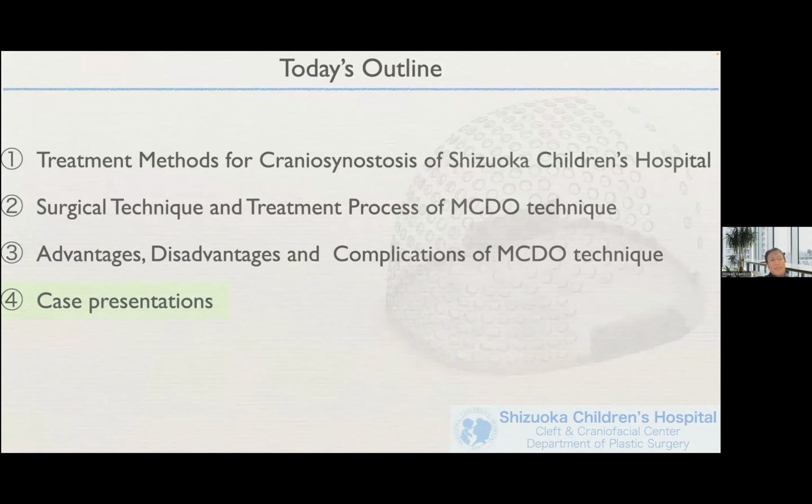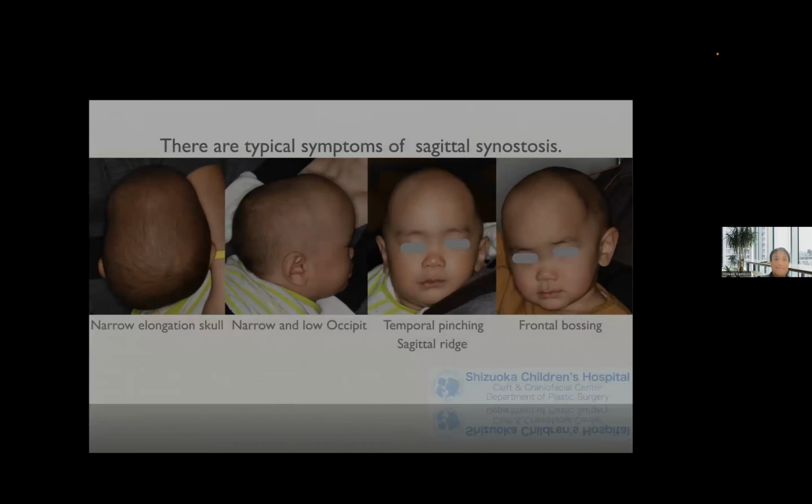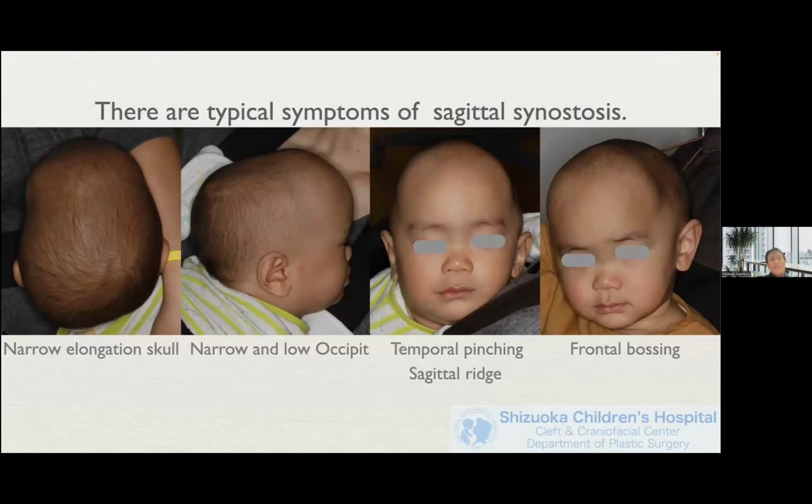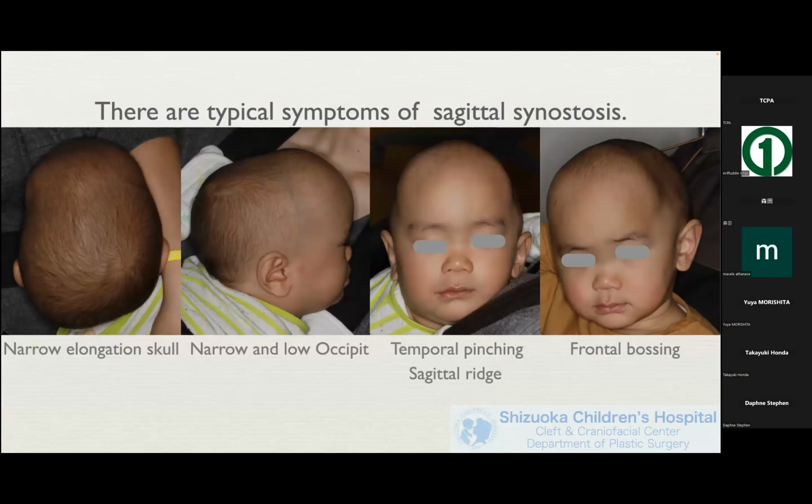Okay, case presentations. Case 1, sagittal synostosis. This child is a 1-year-4-month-old male with sagittal synostosis. There are different symptoms of sagittal synostosis: narrow elongated skull, narrow and low occiput, temporal pinching, sagittal ridge, and frontal bossing.